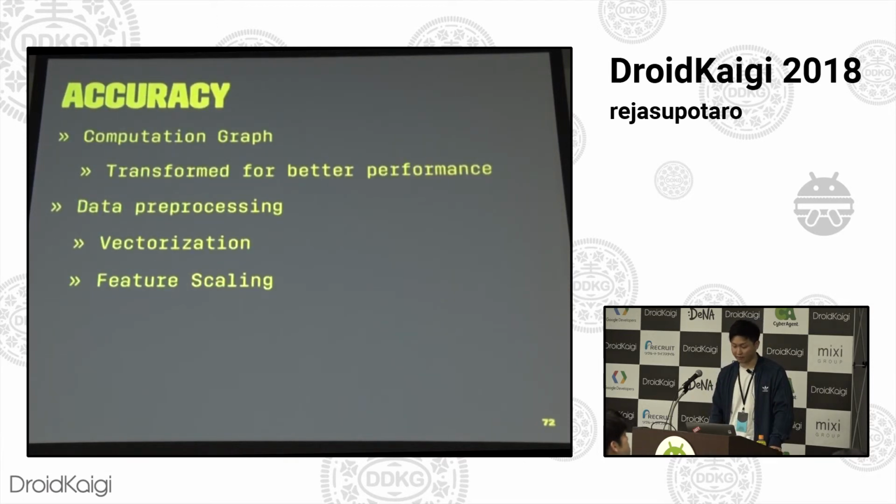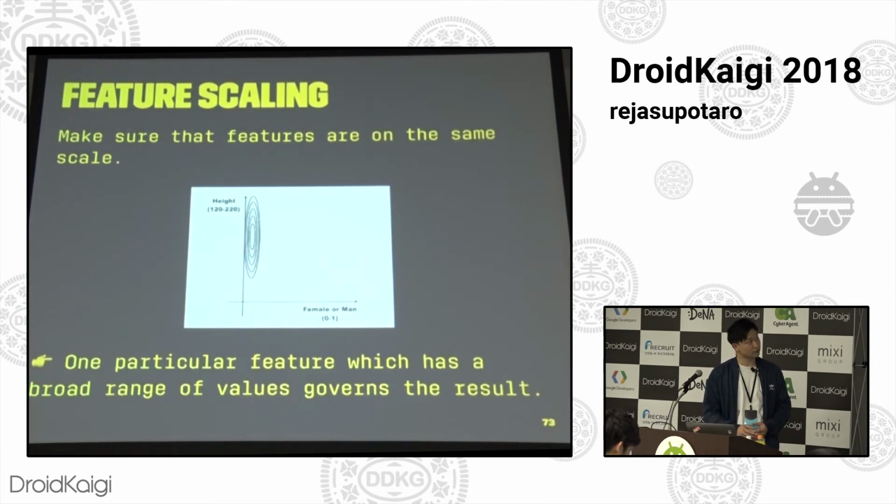Let me mention accuracy. Basically, accuracy should be the same if we run the same computation graph with the same input. But as we saw, we need to transform graphs, and it could change the behavior a little. And the data preprocessing affects accuracy too. We modify inputs before giving them to the graph to make it work. Otherwise, one particular feature that has a broad range of values governs the result.